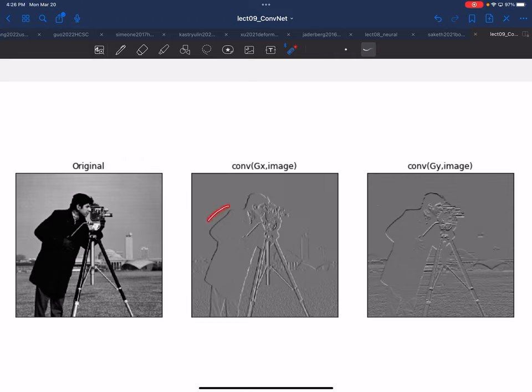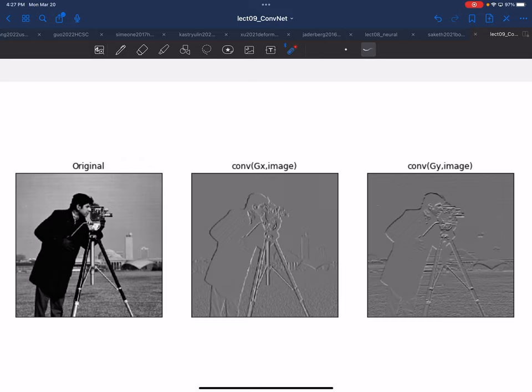Let's look at this, because this is totally vertical. When we look at that guy, you can see going from dark to light, there's that little white line. That would be positive. On the other hand, going from light to dark, you'd see there's a black line on that side, negative. Notice that this is the filter to detect horizontal changes, and it does not respond at all to the vertical edges of the building.